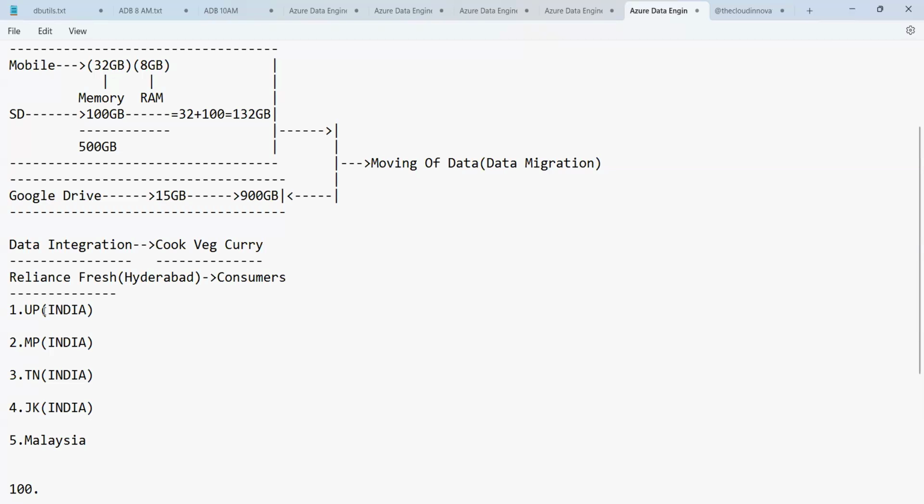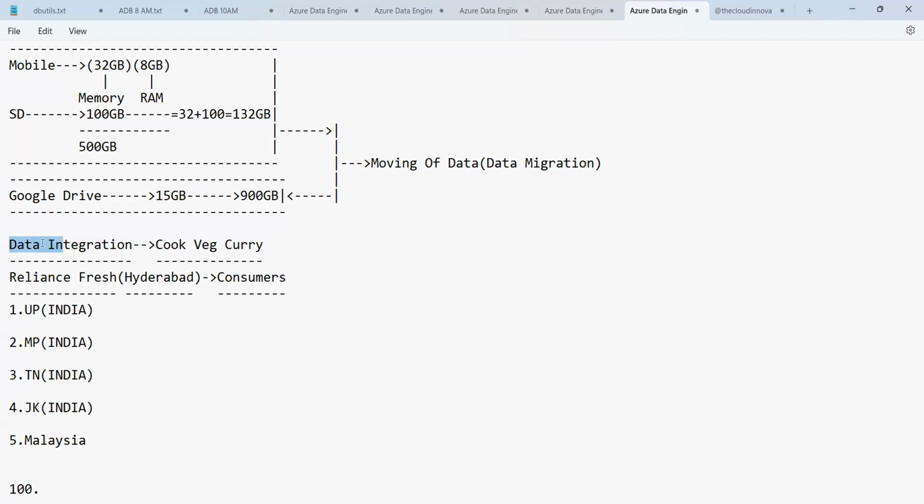Am I right? So various vegetables are cropped at different locations but made available for the consumers in Hyderabad. Why is it made available? For the facilitation of the consumers. So we can call this process integration. That means getting it from various locations and making it available at a particular location. It is called integration.